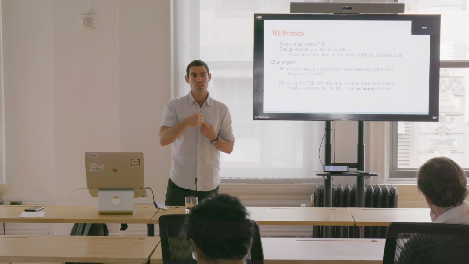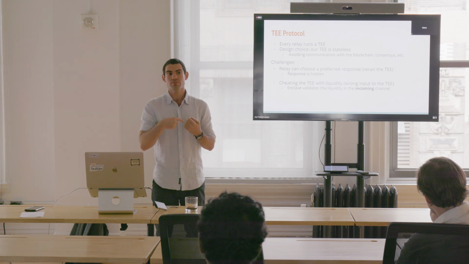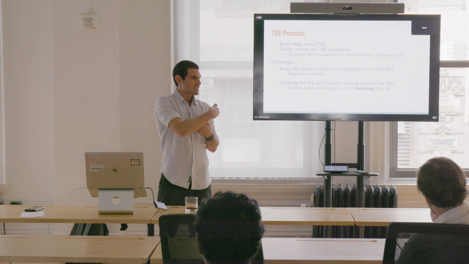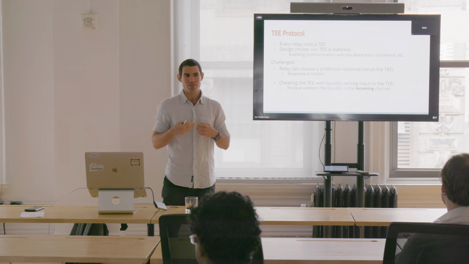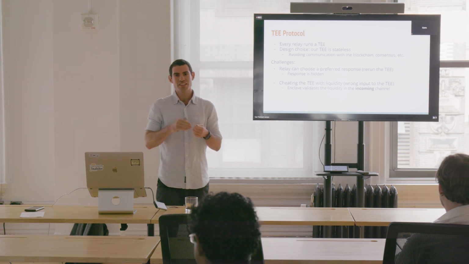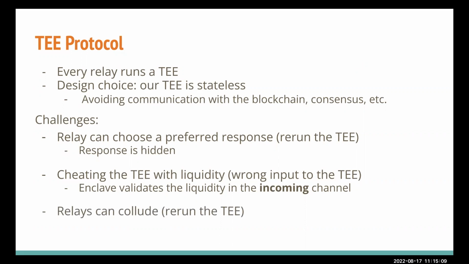If the relay says that he has more coins in the incoming channel, then the TEE might accept to transfer, to give money to someone, although I cannot receive this amount of money. So the relay has no incentive to cheat to bigger numbers. The relay has no incentive to cheat on smaller numbers, because then the TEE will just say no to a transaction that I would have accepted. So I don't have an incentive to cheat lower. So my incentive is to just say the right thing, which is amazing. The third challenge is about colluding relays.